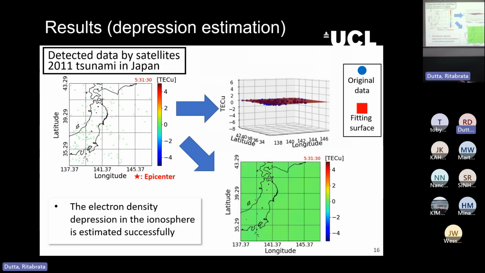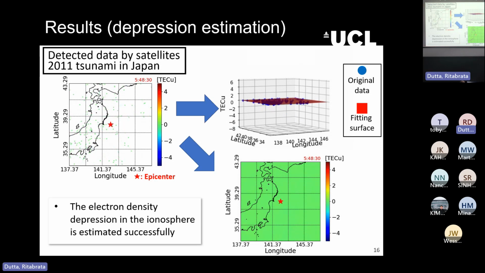And applying this technique to the original data captured by GPS satellite, we can have this fitting surface by Gaussian processing. The fitting surface is expressed by the red surface. And after getting this surface, we projected the surface onto two dimensions. Here, you can see this disturbance, depression, is caused, but it's not at the same location as the epicenter. So it means the tsunami location is different from the epicenter.